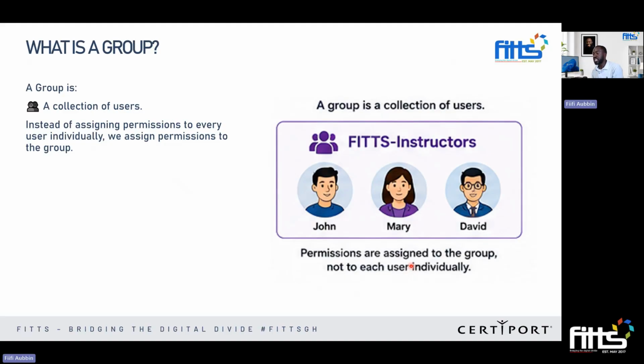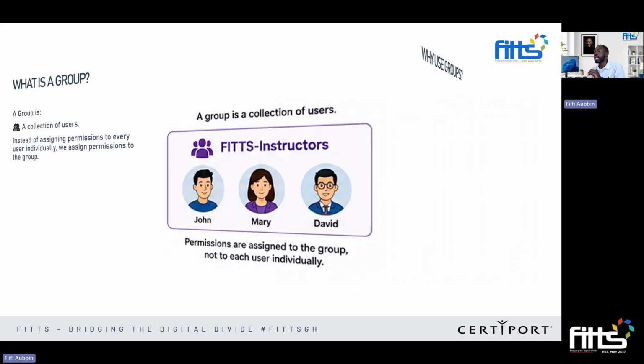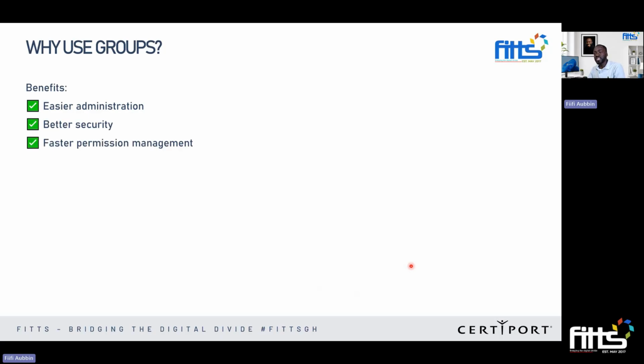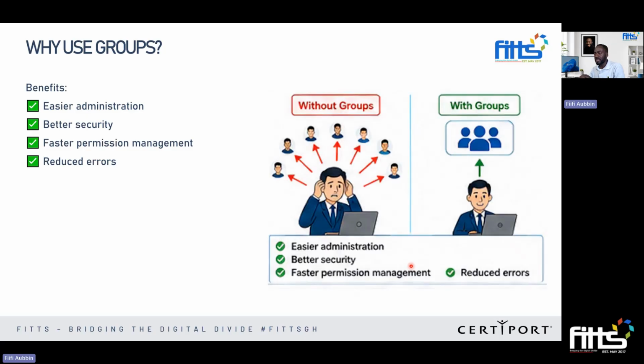So we've got a group, which is a collection of users. We've got FIT instructors: John, Mary, David. Whatever permissions are assigned to the group, as far as the user is part of that group, those permissions will be assigned to all the individuals within that group. I believe that makes sense. Then why use groups? The benefits are enormous: easier administration, better security, faster permission management, and reduced errors.